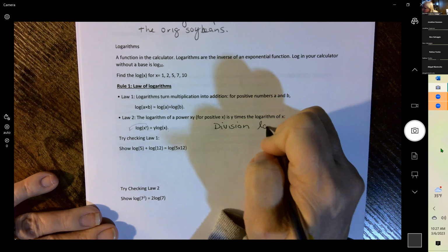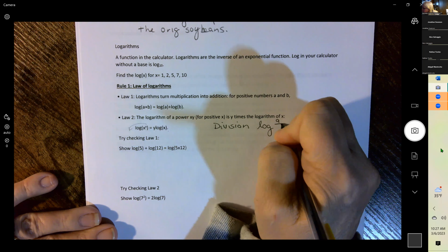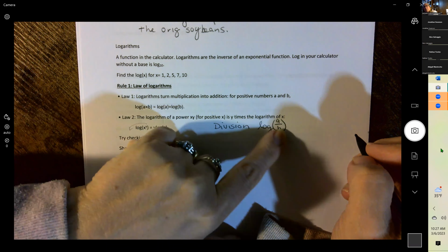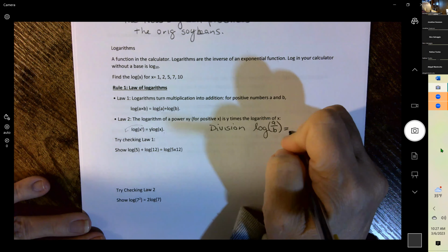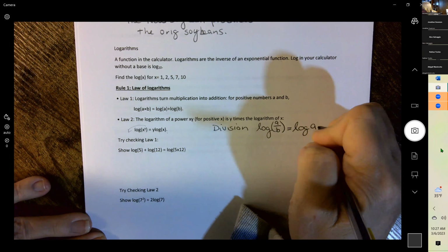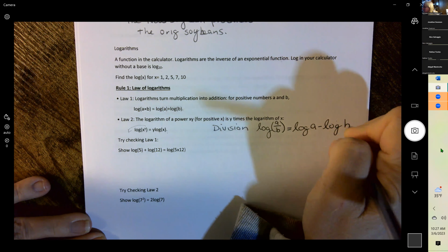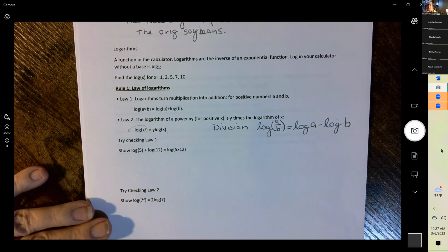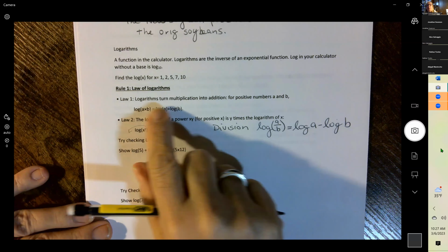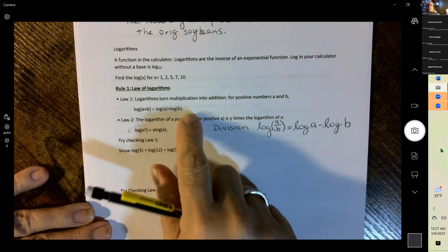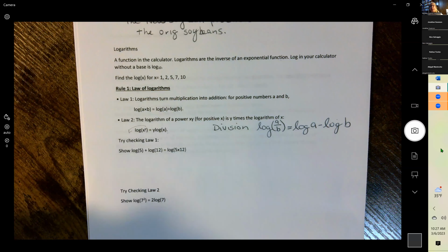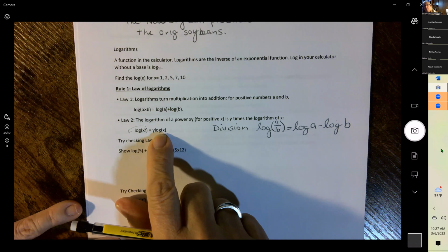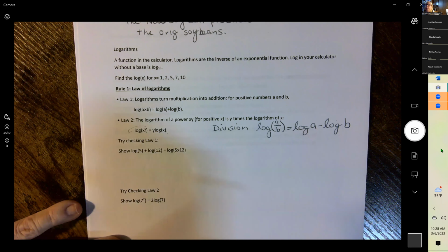If you have the log of A divided by B, just like multiplication becomes an addition, division becomes a subtraction. The bottom one is the one that gets subtracted. So multiplication, you can separate by addition, or vice versa. If you have addition, you can combine them into a multiplication. Exponents can be moved down front. And division is a subtraction.